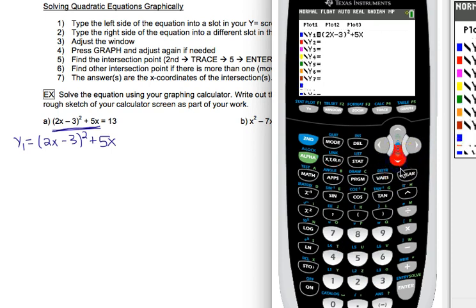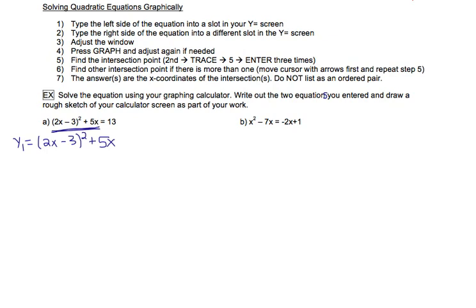Okay, so then type the right side of the equation into a different slot. So I'm going to use y2. So my y2, the right side of the equation is just 13, and that's it. So 13 there, and I'm good to go on that. So then I'm going to go back over here. I've got y2 equals 13.